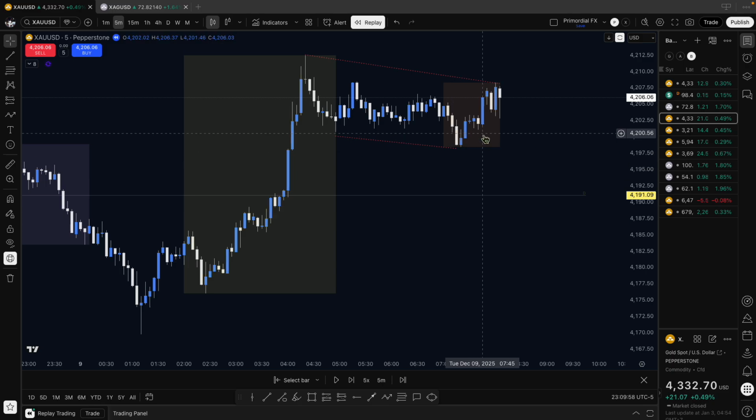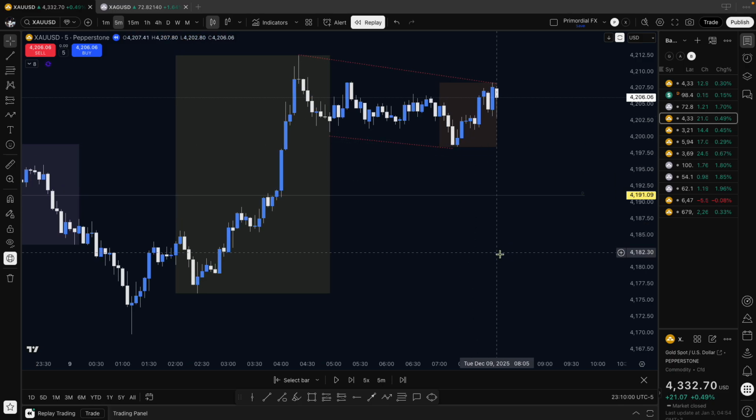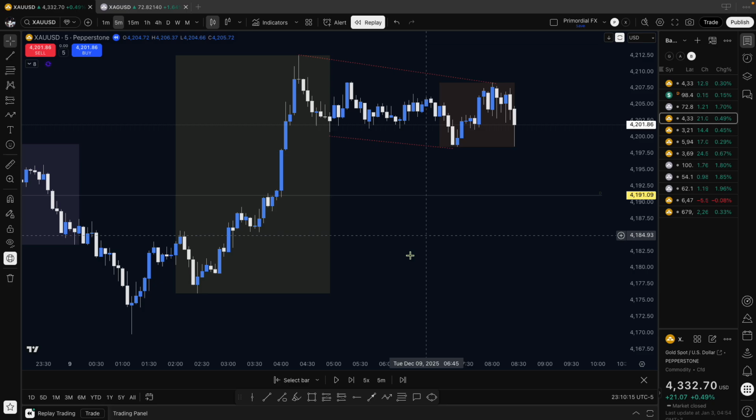But let's see what price does to this expansion, right? We forward price, 5 minute, another 5, another 5. Okay. There is a strong pressure downwards. So if price starts going higher from here, that would be the bullish expansion.